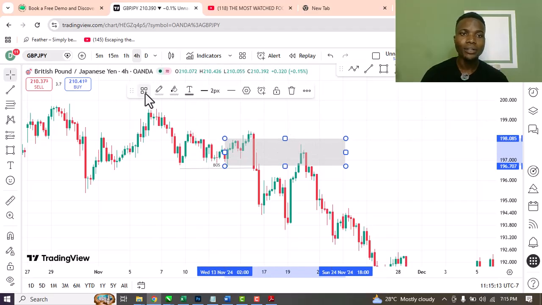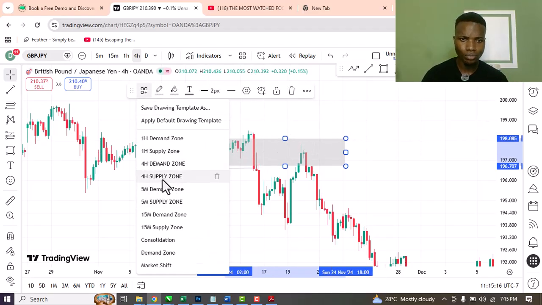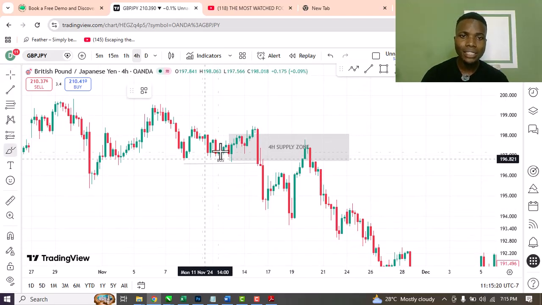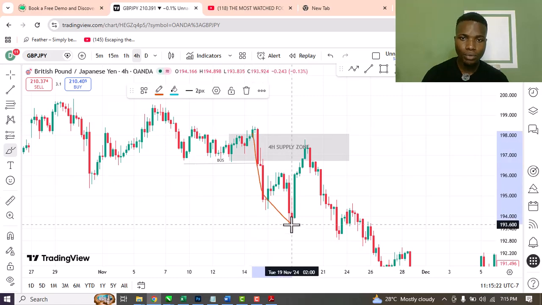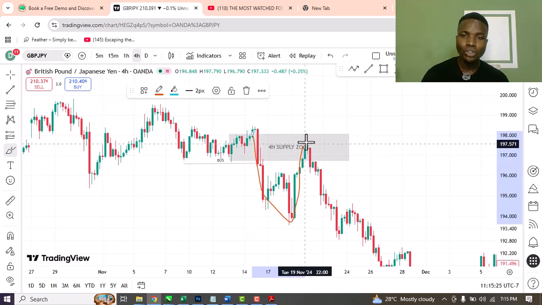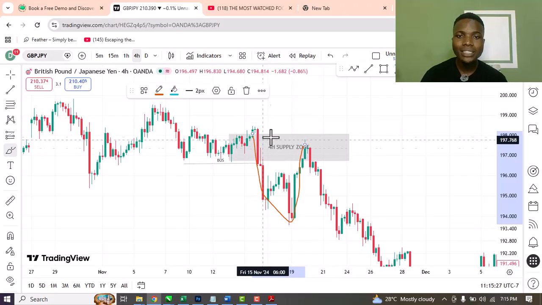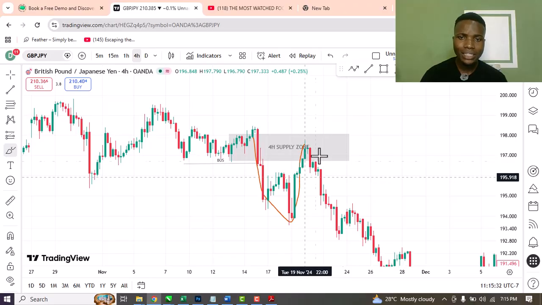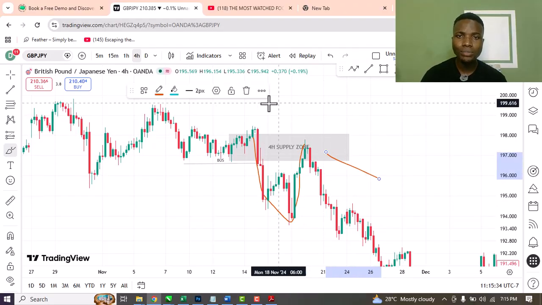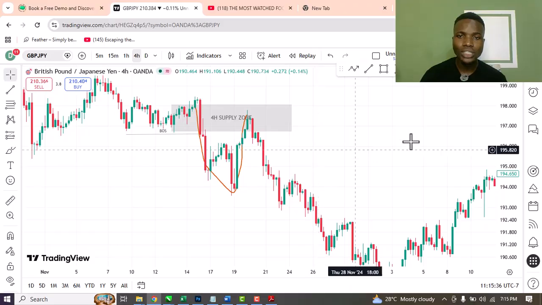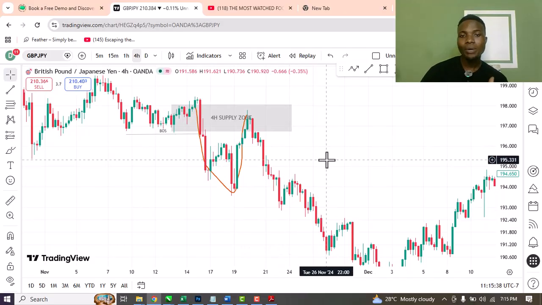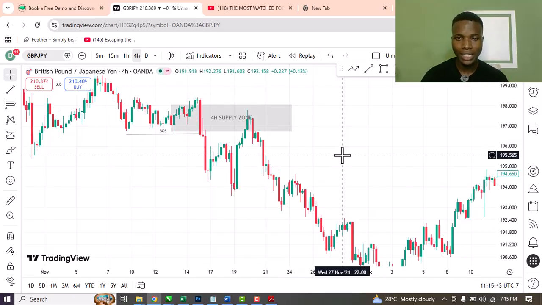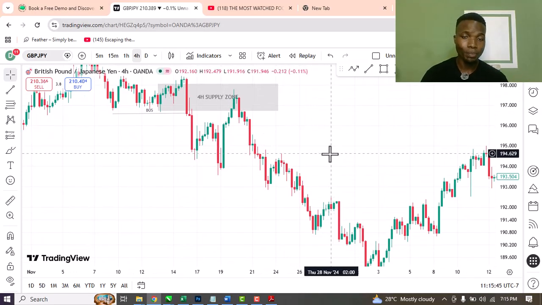So this is our 4-hour supply zone. After we have this break of structure, price created a new lower low, then a new lower high. When price creates a new lower high here, it simply respects this supply zone. It retested this supply zone before it continued the selling pressure. Now we want to keep marking our break of structure to the downside and applying our supply zone as well.